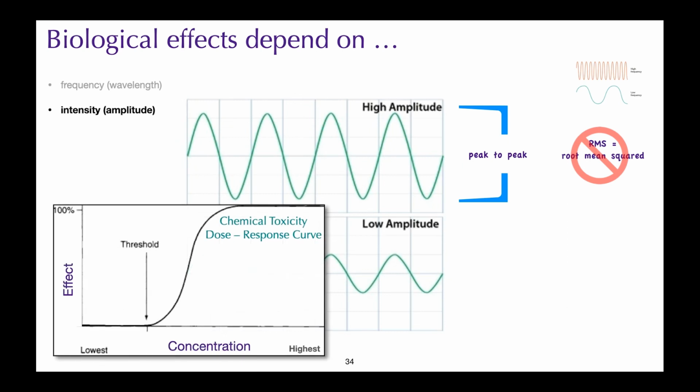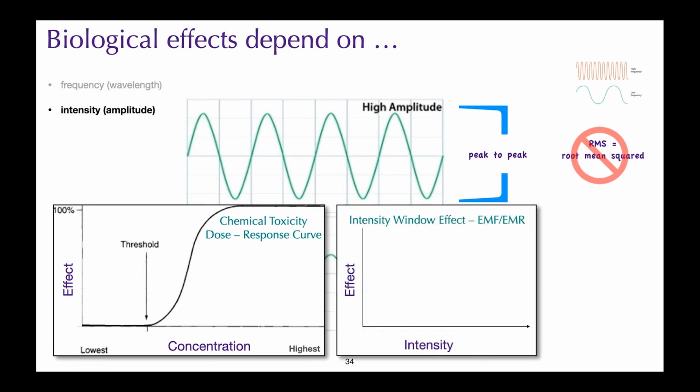Here we have a typical dose-response curve for chemical toxicity. We have a threshold below which there is no response, and the higher the concentration, the greater the effect, until the curve flattens out as no additional response is possible. With electrosmog, we have something called intensity windows, where a specific biological response will occur only within a narrow intensity band and disappears at higher or lower intensities.